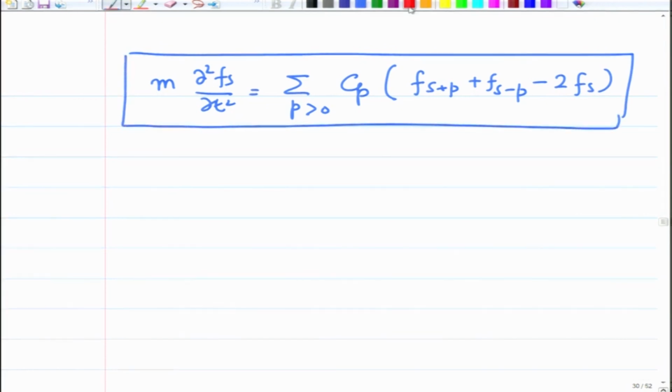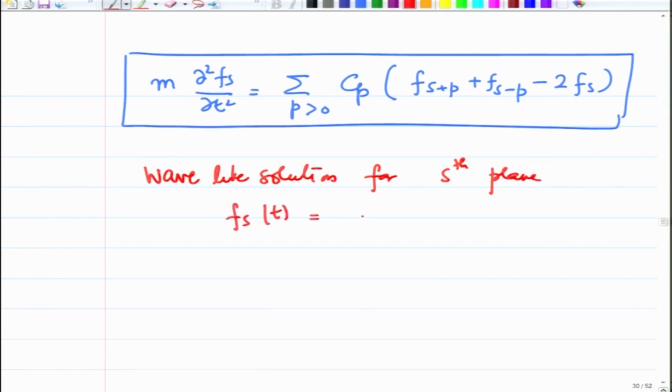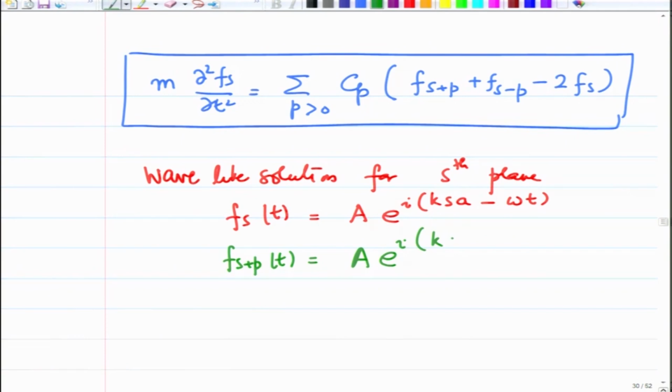Again, I am going to assume a solution which is wave-like. So, the wave-like solution for the Sth plane is going to be Fs as a function of t is equal to some amplitude A e raised to i(k s a minus omega t), and therefore, for the S plus pth plane, it is going to be A e raised to i(k s a plus k p a minus omega t).